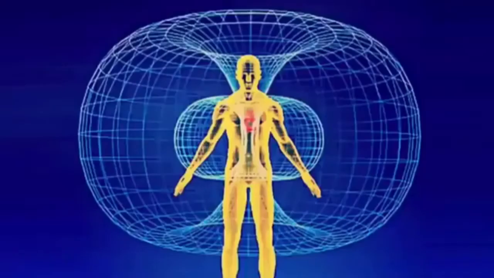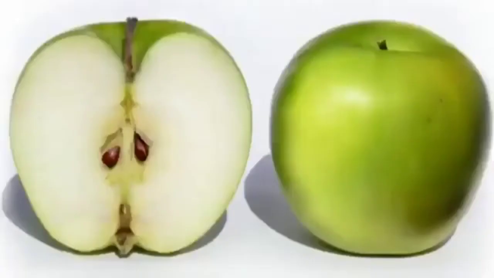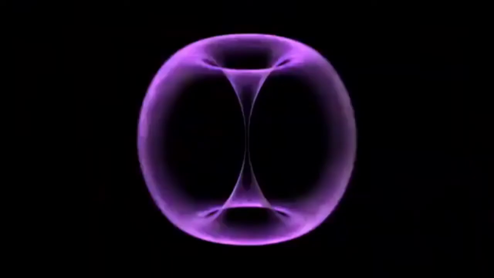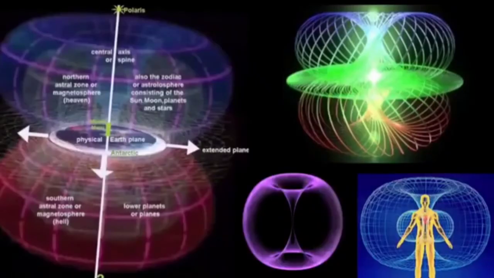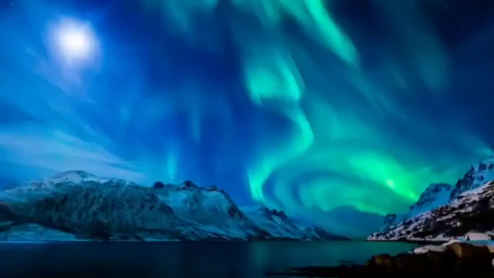Look at the electromagnetic field of the human heart. It is a toroid. Look at the apple. It is the same shape as the toroid. What fruit did Satan tempt Eve with in the garden, the center of the earth? Hidden in plain sight, as above, so below, the microcosm and the macrocosm. What lies inside of Earth at this central vortex? Who knows? But it could explain the phenomena of the auroras at the poles.